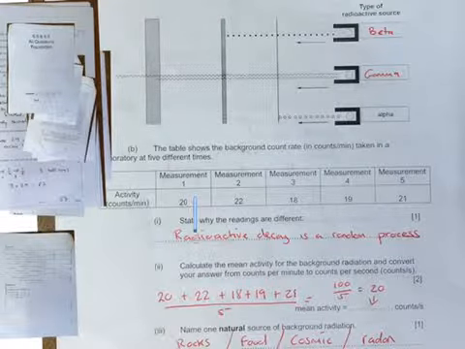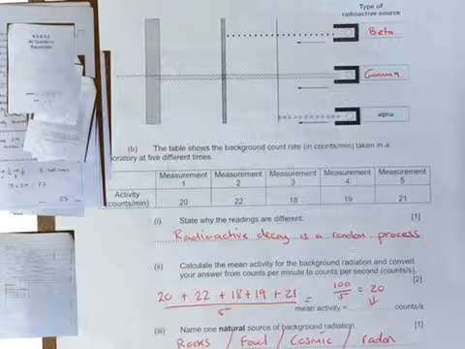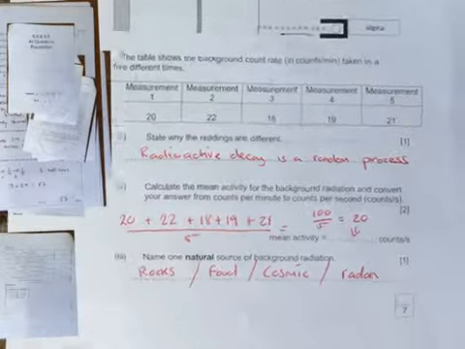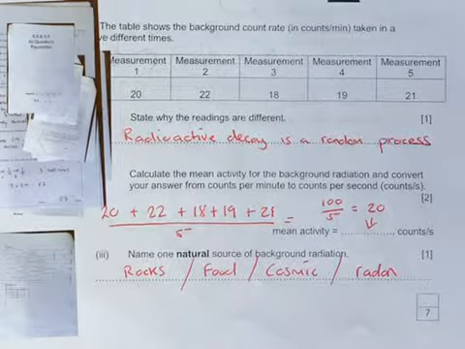Calculate the mean activity. Well, 20 plus 22 plus 18 plus 19 plus 21 there, over the amount of results, 1, 2, 3, 4, 5 results, is going to give you the answer to the next bit, which is 20 counts per second.